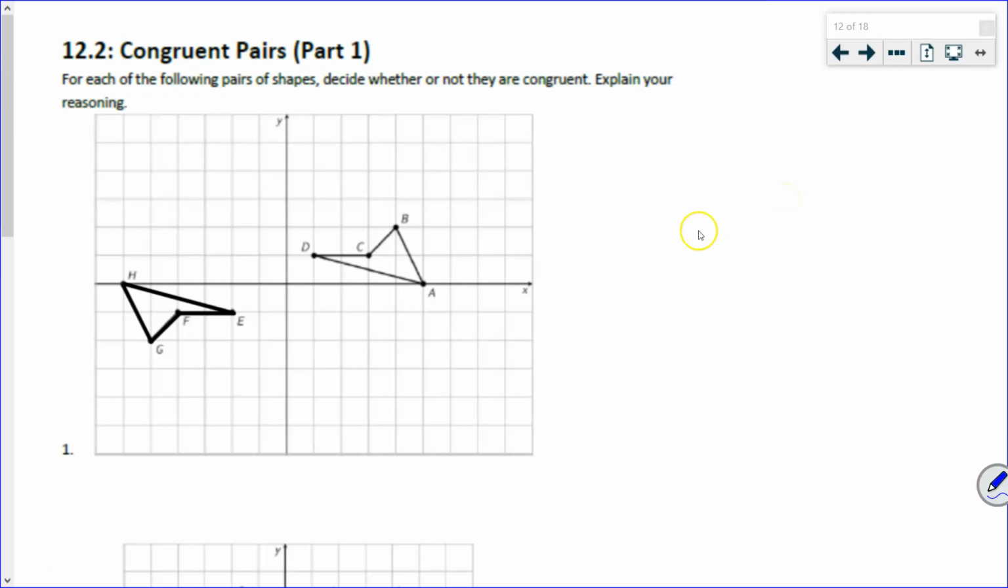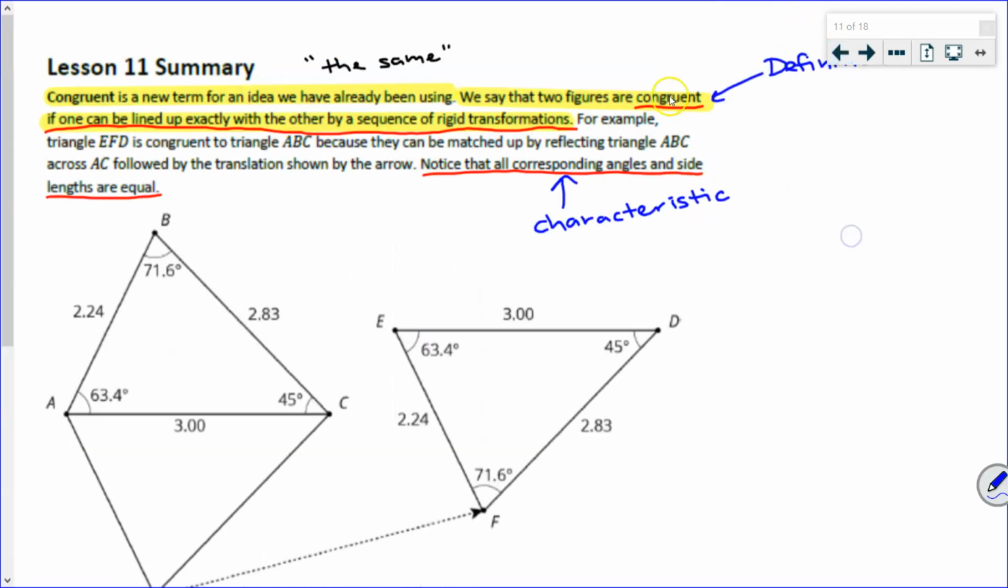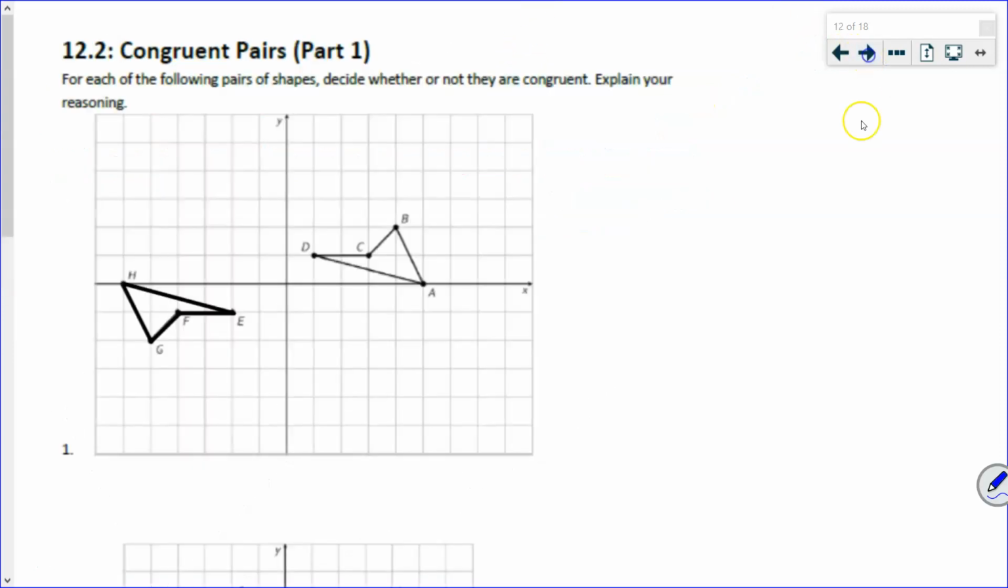He asked, does it always have to be a translation or can it be something different? And we're going to review, it says, a sequence of rigid transformations. That would be rotations, reflections, and translations. And it doesn't even have to be just one. It can be a translation and then a rotation. It can be a reflection and then a rotation and then a translation. It could be a whole bunch all strung up together. Okay, great question. With that in mind, let's continue on.